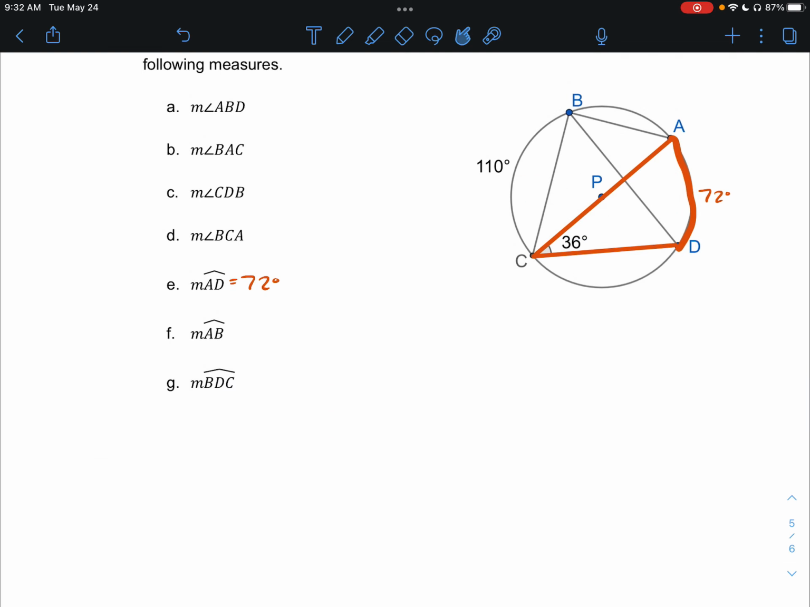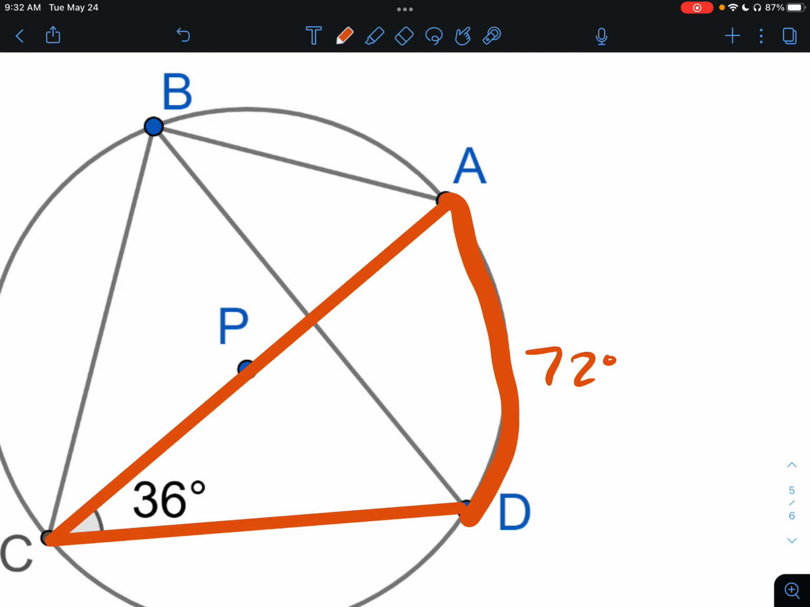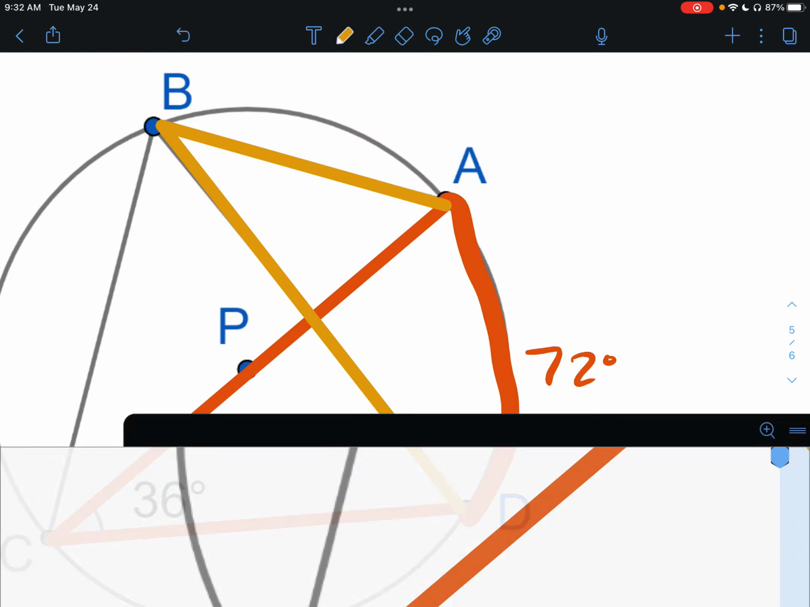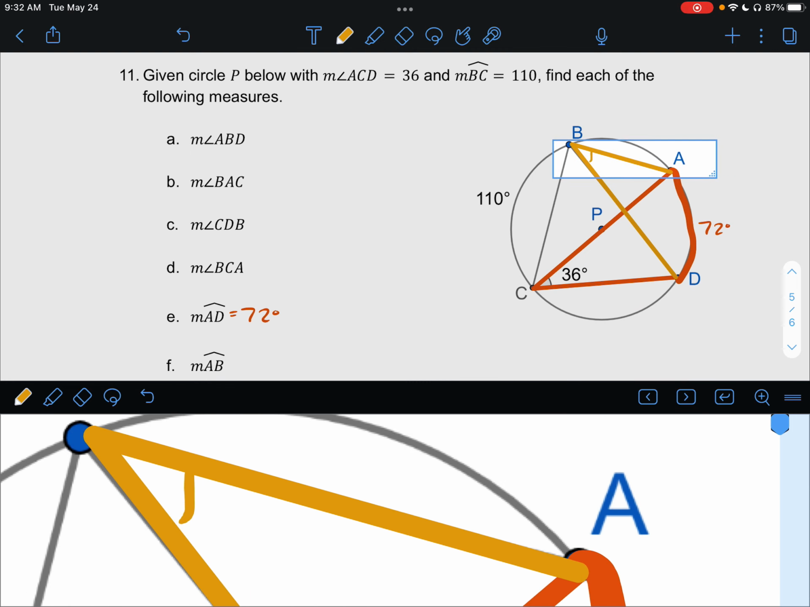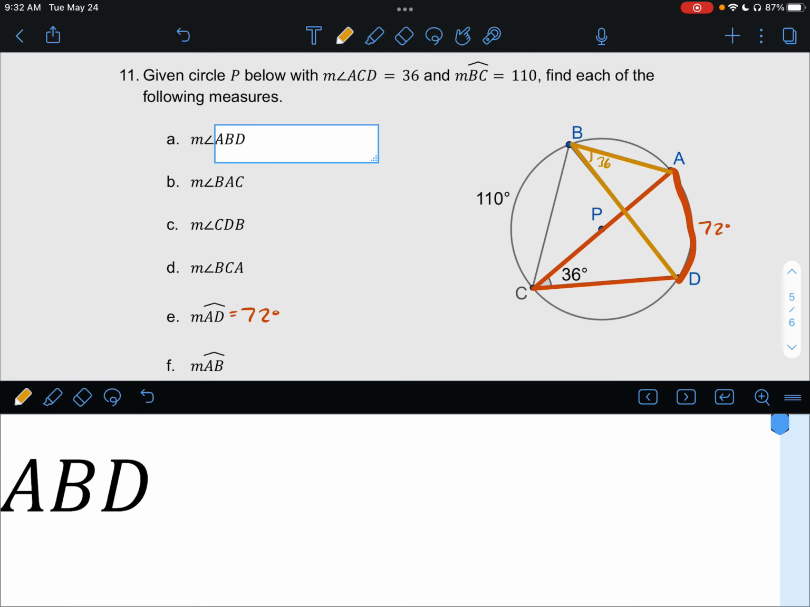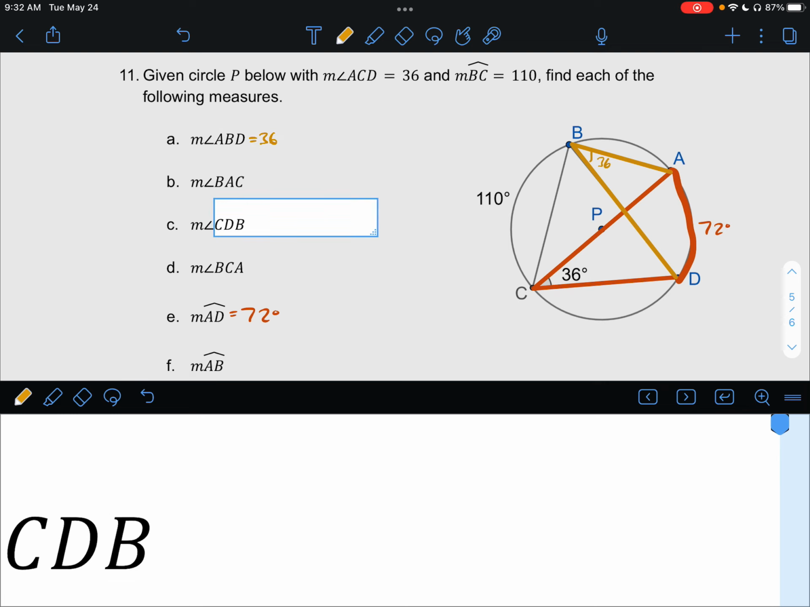All right, so now I have this 72-degree arc, and it forms that angle that we've already identified, as well as this angle here. So it forms both those angles because two angles form the exact same arc there, which means those two angles have to be congruent, which means that this angle, ABD, is also 36. So equals 36 there.